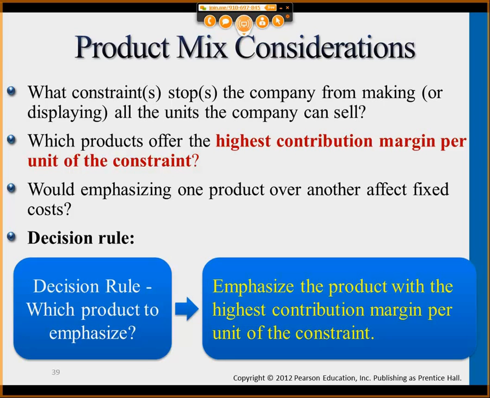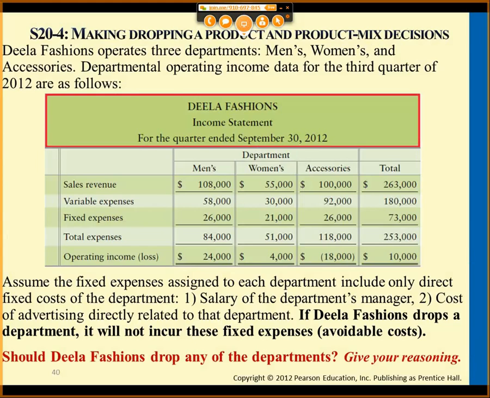So what is the decision rule? Which product do we emphasize? Emphasize the product with the highest contribution margin per unit of the constraint. So all of this talk about the constraint turned out to be quite important, right? So we have to learn how to calculate the contribution margin per unit of the constraint before we figure out which product we're going to emphasize. So let's try an exercise.